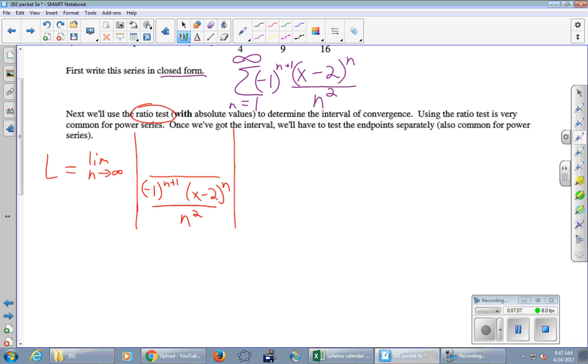And then remember to figure out what goes on top. All the n's become n plus 1. So that n becomes n plus 1. N plus 1 plus 1 is n plus 2. X minus 2 to the n plus 1. And then downstairs, I'm going to show you a common mistake. Don't put this. You're not adding 1 to like everything. You're replacing n with n plus 1. So it's n plus 1 quantity squared.